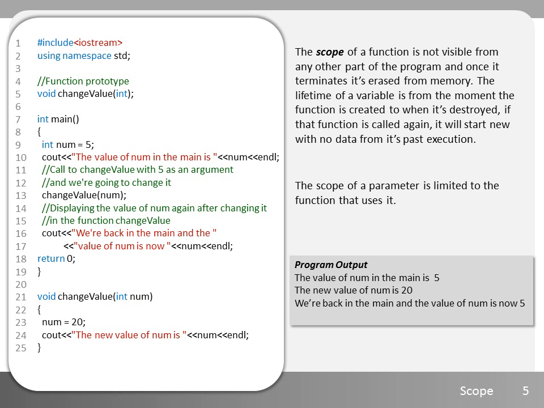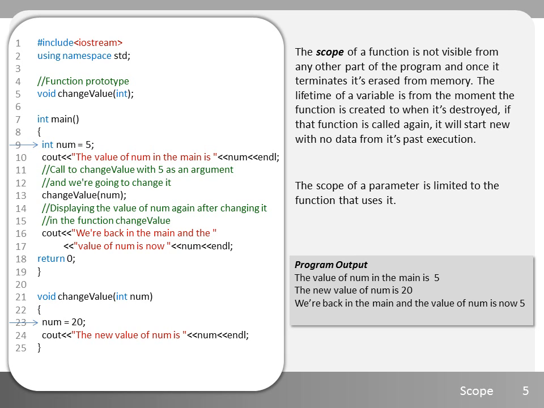This right here on the left is a simple program. Let's jump to line 9, where we have num being declared an integer and initialized with the value 5. And in line 13, there's a call to function changeValue, and it's sending num as an argument. On line 21, we have the function header for changeValue, and in the parameter list, I declared a variable called num to accept the argument passed. On the following line 23, num is assigned 20, and the program prints the new value of num is 20, and then it returns to its caller, and the following line prints we're back in the main, and the value of num is now 5.